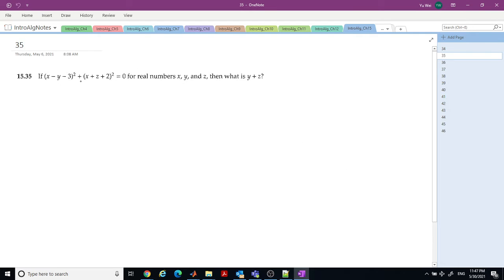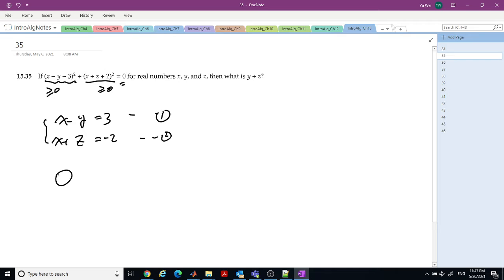Next, this one is for the real numbers x, y, z. So what is y plus z? Since each square is greater than or equal to 0, and the sum equals 0, that means x minus y equals 3, and x plus z equals negative 2. So this is the 1 and this is the 2. You use the 2 minus the 1, and y plus z is equal to negative 5.